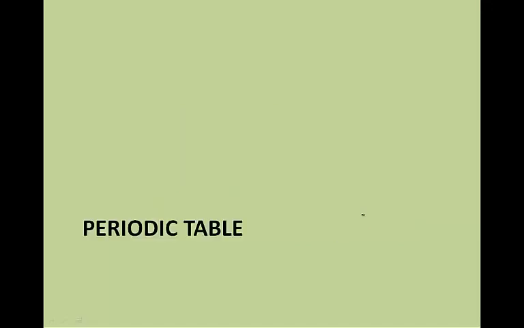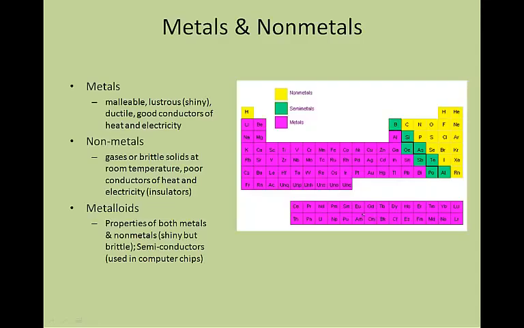We're going to start by looking at the periodic table. Hopefully in class you got a blank periodic table to fill in as we go through this. If not, you could find one online or just write this on your periodic table. The first breakdown we want to do is break the periodic table into metals and nonmetals.